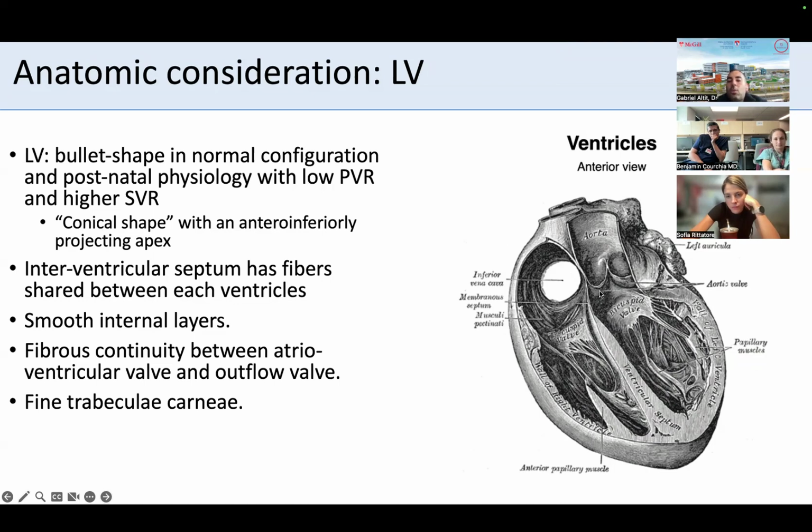And then finally, you get what we call a continuity in the fibrous structures connecting your aortic valve to your mitral valve. So we call this mitral aortic continuity, versus the tricuspid valve and the pulmonary valve are not even on the same plane for the right ventricle.